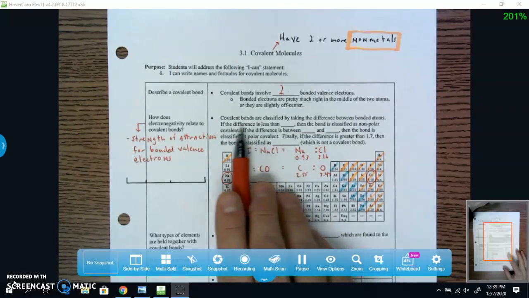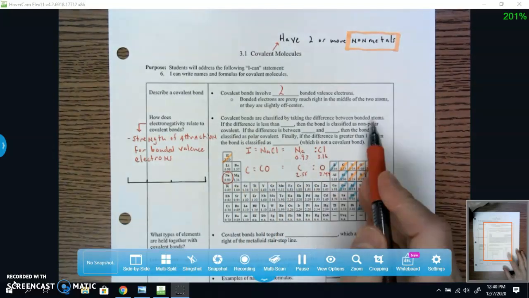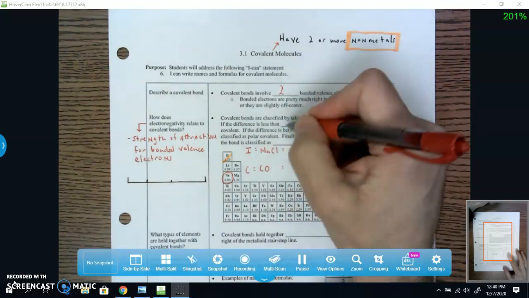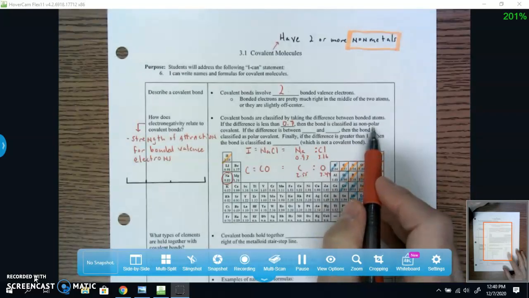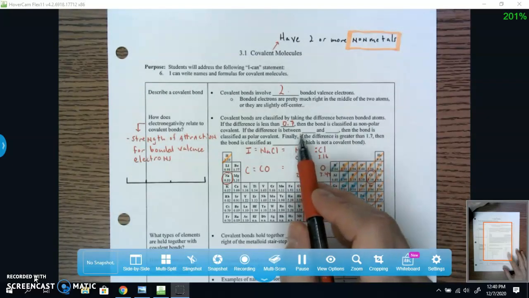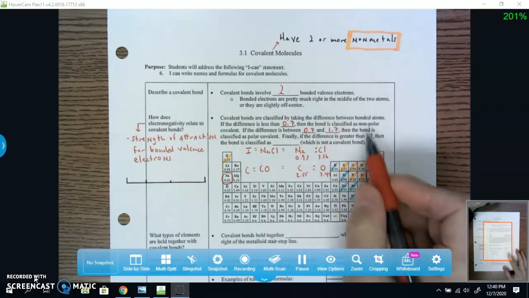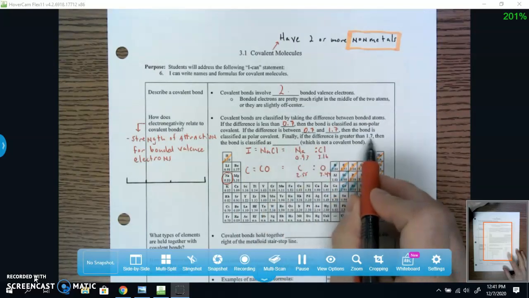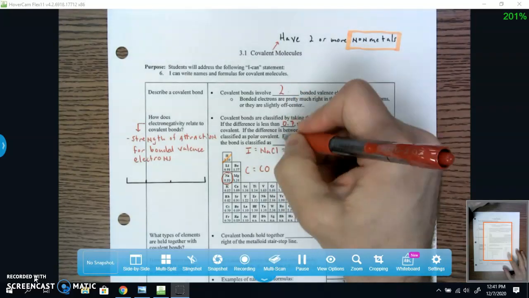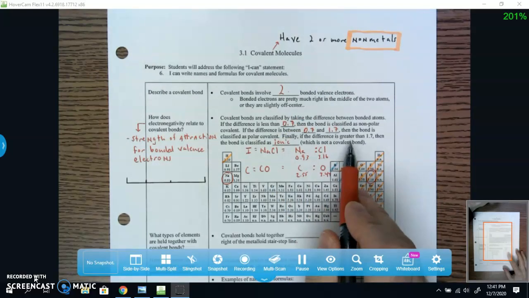All right, next note. Covalent bonds are classified by taking the difference between the bonded atoms. If the difference is less than 0.7, then the bond is classified as nonpolar covalent. If the difference is between 0.7 and 1.7, then the bond is classified as polar covalent. And finally, if the difference is bigger than 1.7, then the bond is classified as ionic. And remember, an ionic bond is not a covalent bond.